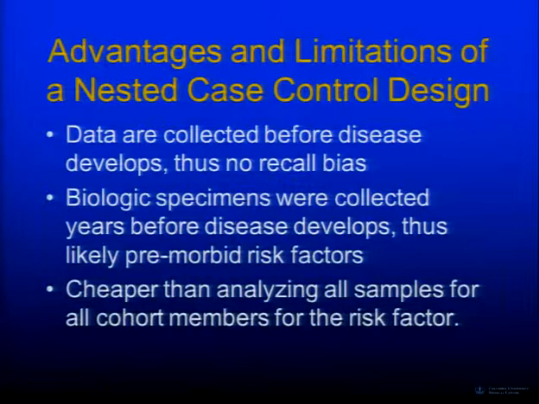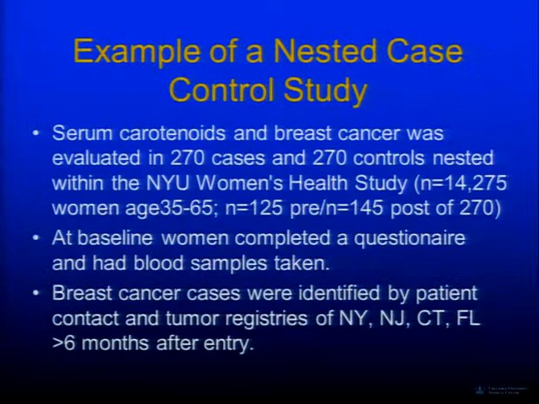So just to go through an example of a nested case control study, I'm going to go through one study that was looking at the NYU Women's Health Study, and there are about 14,000 people in this. But people wanted to do blood measurements on serum carotenoids, which are expensive, and look at them in relation to breast cancer. So instead of doing analysis on blood samples of 14,000 women, they looked at 270 cases and 270 controls. And they split it into premenopausal breast cancer and postmenopausal breast cancer. At baseline, all these women had completed a questionnaire and had blood samples taken. So this was before they had the breast cancer diagnosis. So it's not going to be impacted by recall bias, and the blood samples aren't going to be impacted by the disease state.